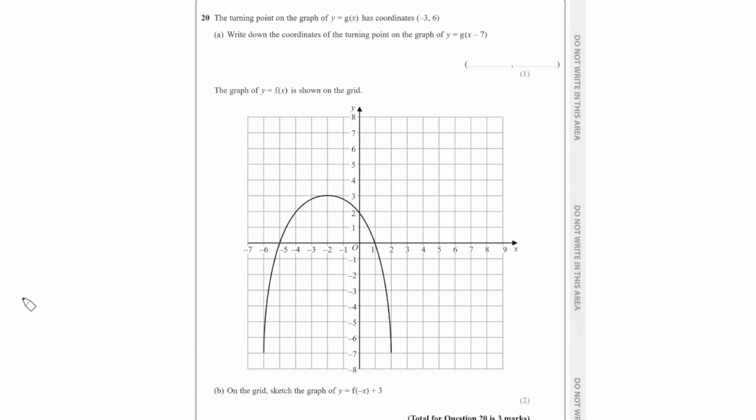Okay, 20, we're getting there. How many have we got? 20, 21, 22. Oh, we've still got like 5 left.